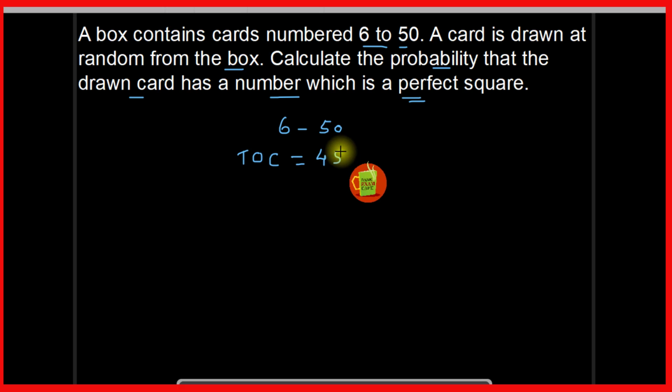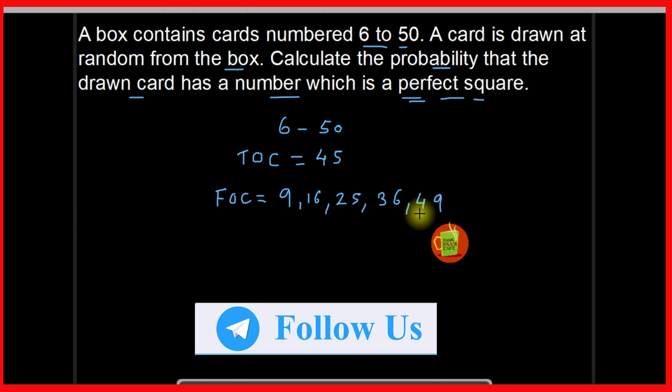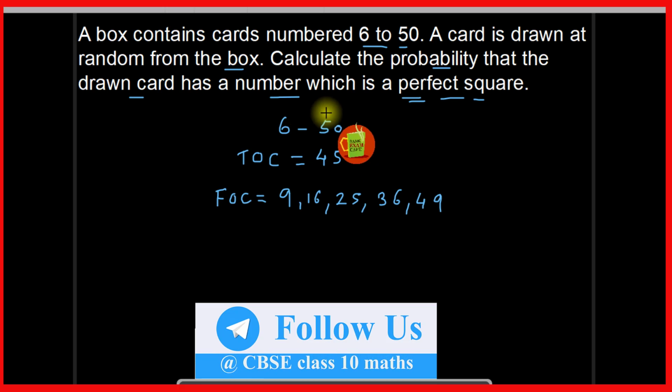And one card is drawn out of these 45 cards, correct, and we have to find the probability that the card has a number which is a perfect square. Therefore, the favorable outcome: there will be a total of 45 outcomes. Out of that 45, favorable will be which one? The favorable will be the perfect squares. So which are the perfect squares from 6 to 50? That will be 9, then 16, then 25, then 36 and 49. These are the 5 numbers which are perfect squares from 6 to 50.